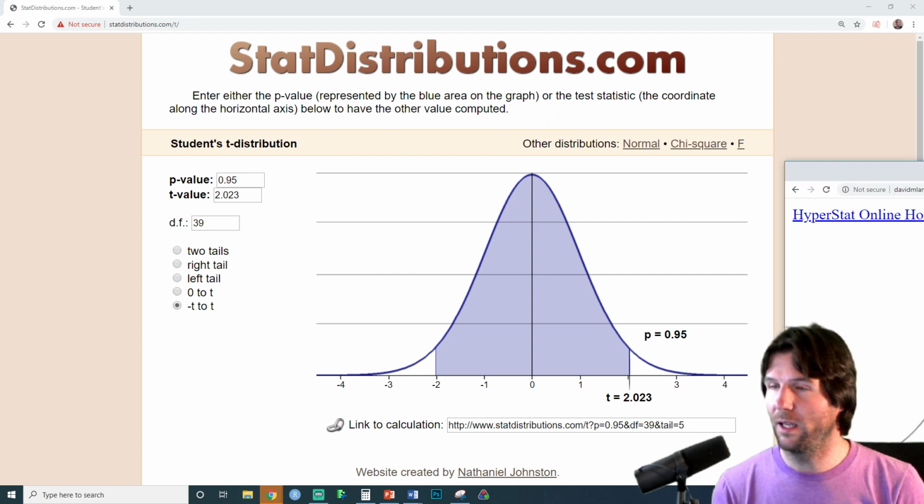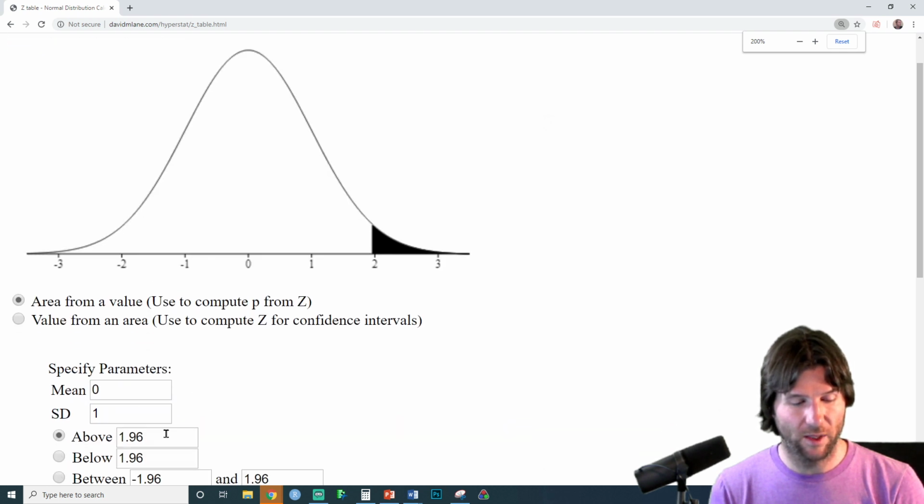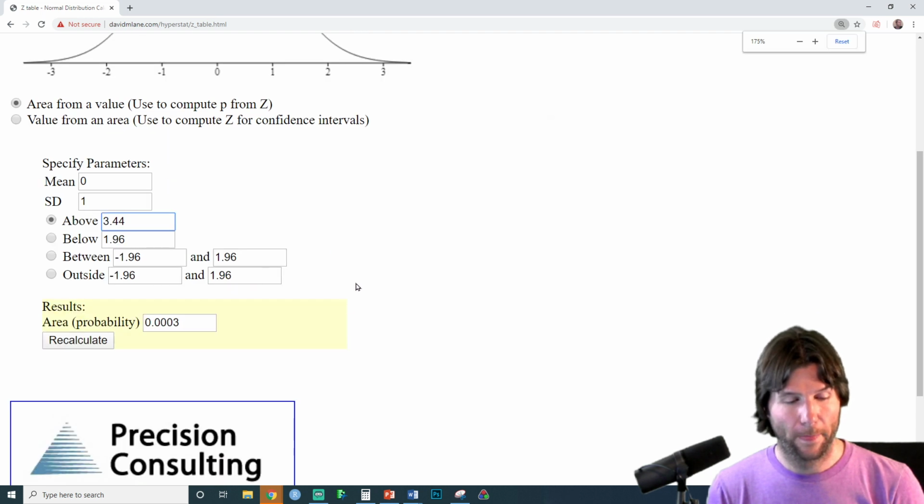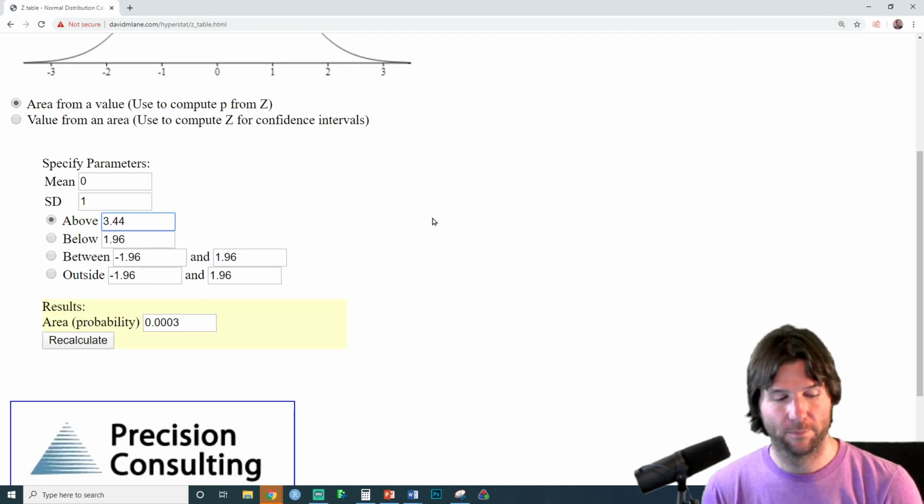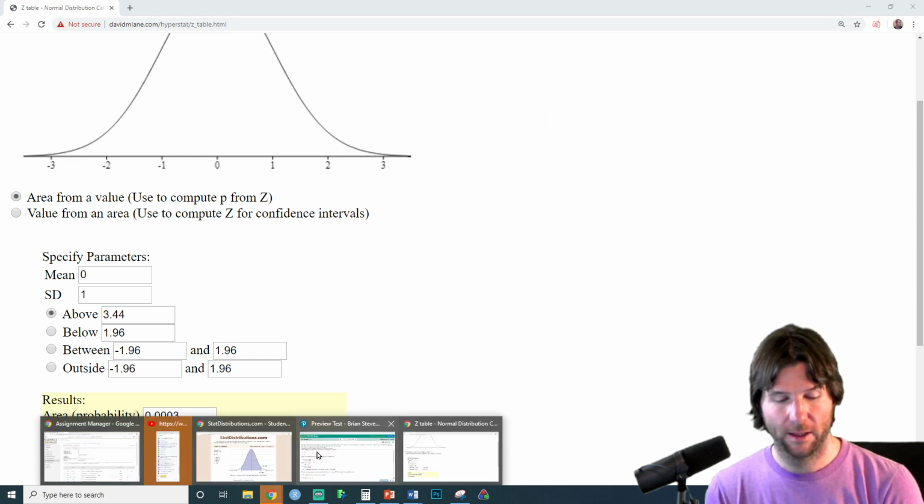So here's David M. Lane. Let's bring it over here. And then let's do the above 3.44. And there we go, 0.0003. So let's go ahead and get our answers in here, see if we got it.